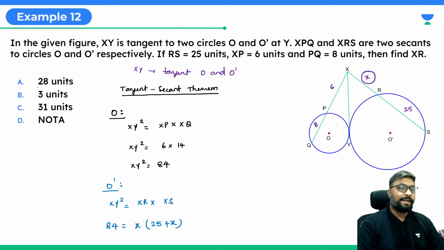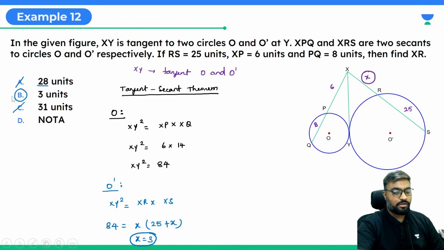Yes, so look at 28. If x is 28, then 28 into 53, very big. 28 is very big, that means 31 will definitely be very big. Let's try 3. 3 into 28, 84. So x is equal to 3. Got this. Cool, guys. Easy question, provided you are comfortable with the basics.